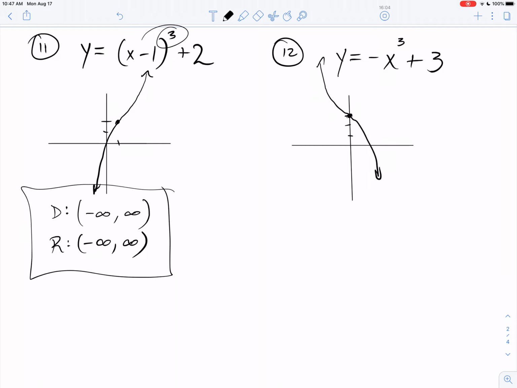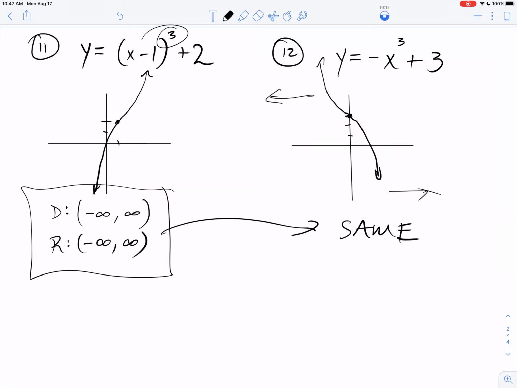But like I said, same exact domain and range, same. Look, it's going to the right forever. Even though it's going down, it's going right. Even though it's going up, it's going left. Same domain and range forever. Okay, so let's move on. Number 13, we're almost there.